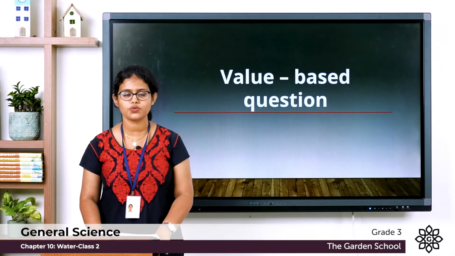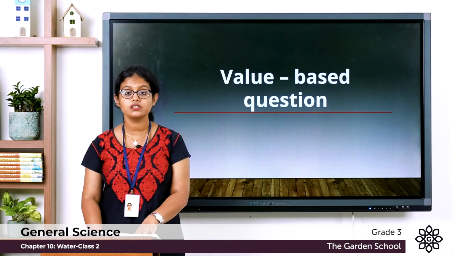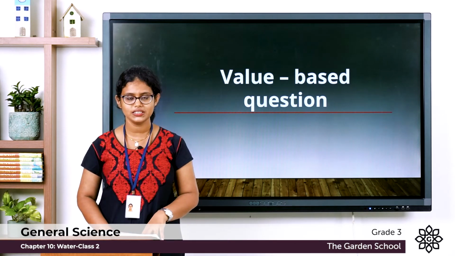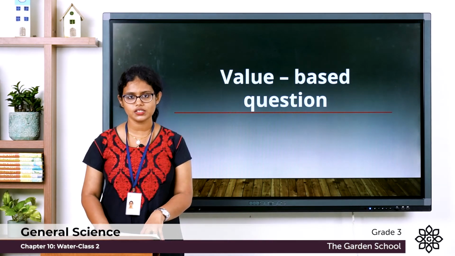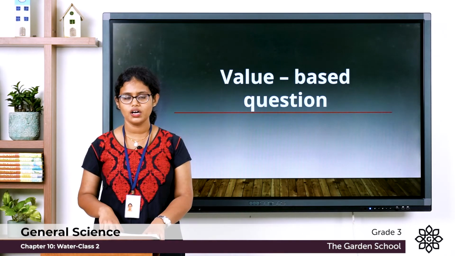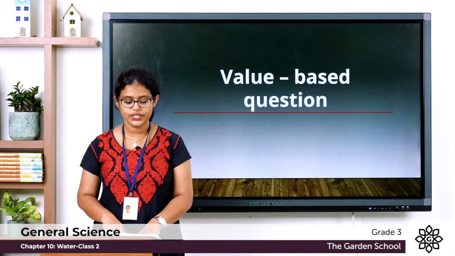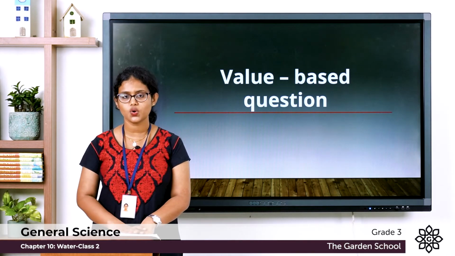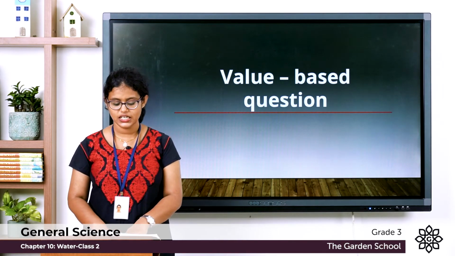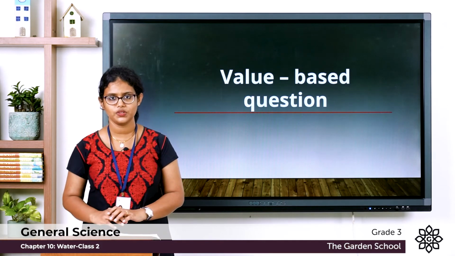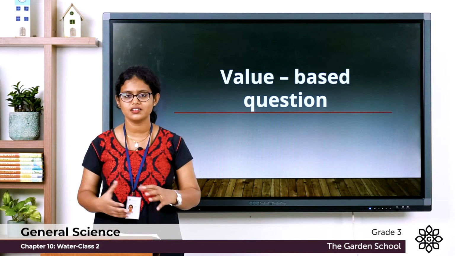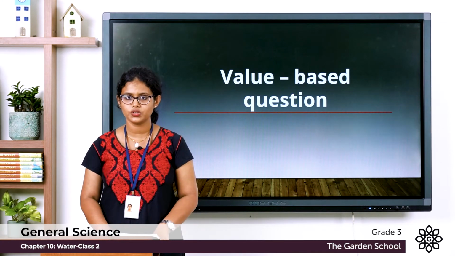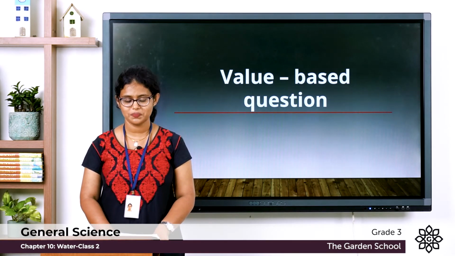Moving to the next one, value-based question. You have 7 questions given here. What you need to do here is draw a happy smiley if the action saves water, and draw an angry smiley if it wastes water. You can just think and answer it. I'll read out and you can put the right smiley.